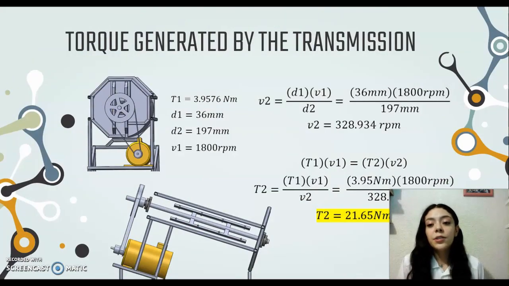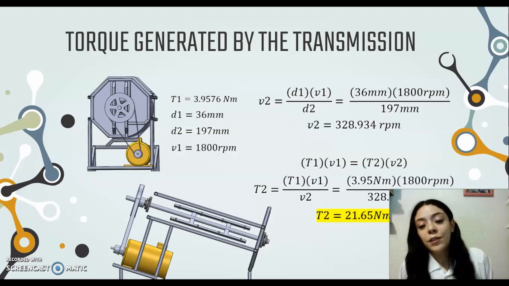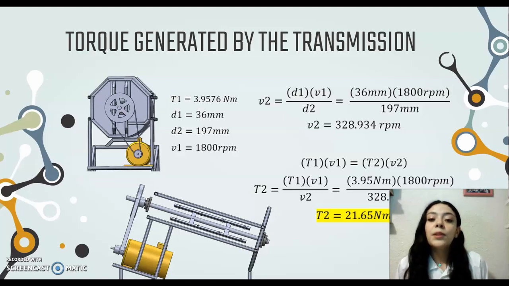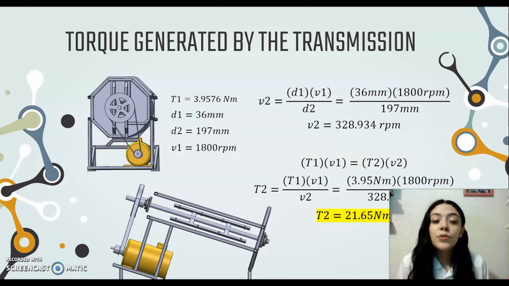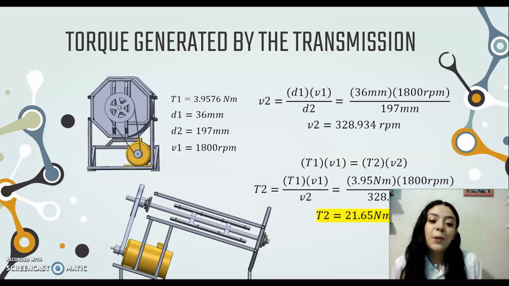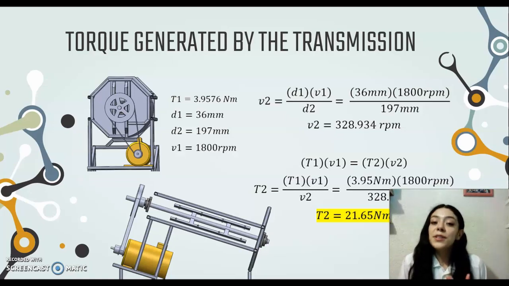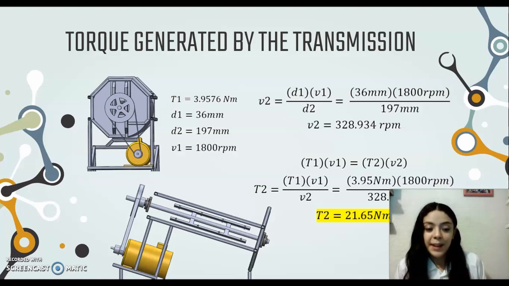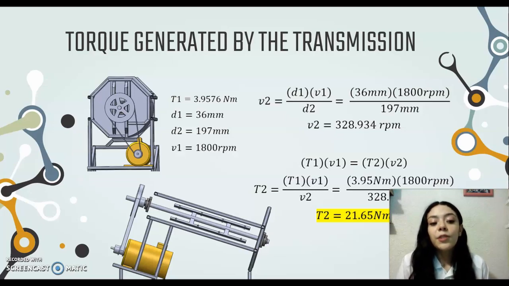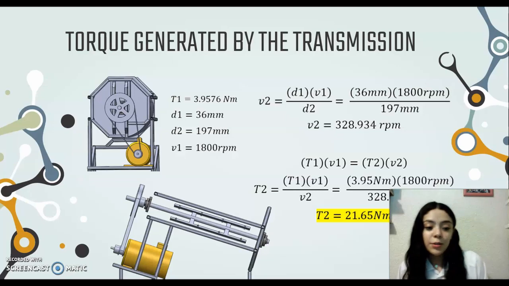So now that we established our transmission, we can calculate the torque generated by it. In order to do that, we needed to know the value of the initial torque, which is the one given by the motor, and it has a value of 3.9576 newton meters. The one that we calculated is the one transmitted by the driven pulley, and it has a value of 2165 newton meters. And as I stated before, the transmission that we chose increases the torque. As you can see here, the final torque is way bigger than the initial one.